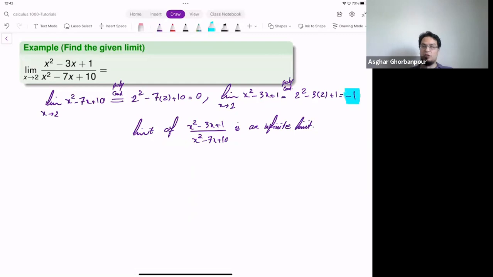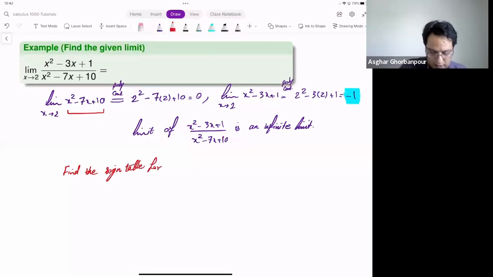Now I have to determine what happens to the function, this guy here, when we get closer to 2. In other words, I am interested in knowing the sign of the values of this function around 2. So find the sign table then. Sign table for the denominator. Well, you know how to work with this. So set it equal to 0.